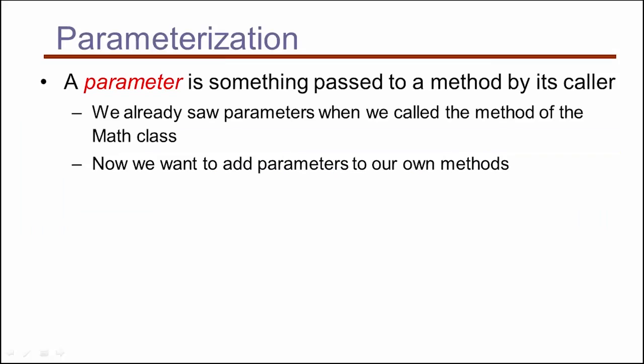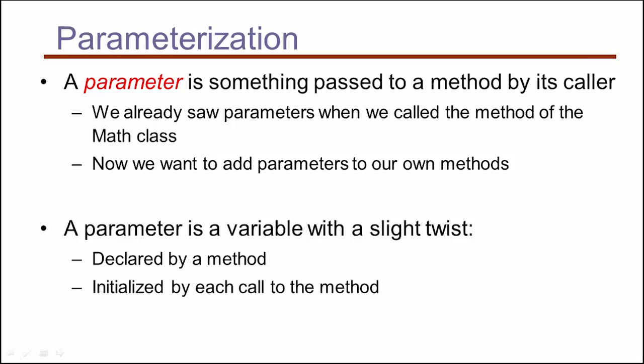A parameter is simply a value that a caller wants to pass into a method that is being called. We've already seen how this works when we discussed the Math class and all its static methods. A parameter is a special type of variable that is declared in the method header and will be given a value each time the method is called.